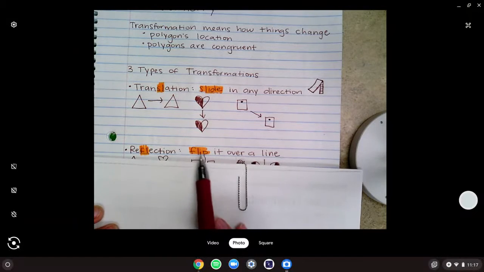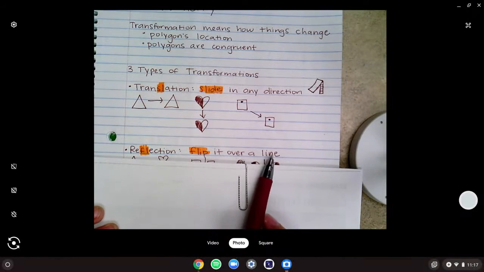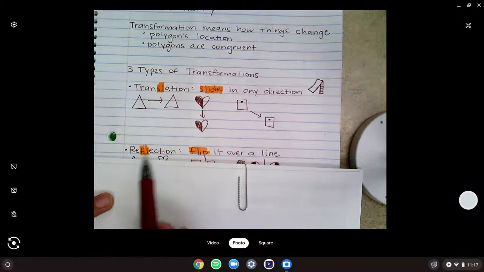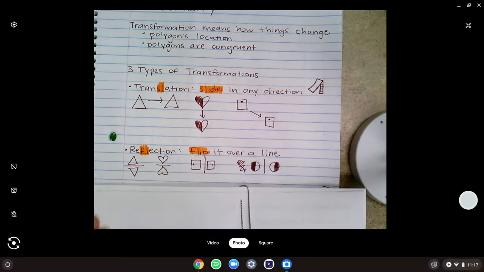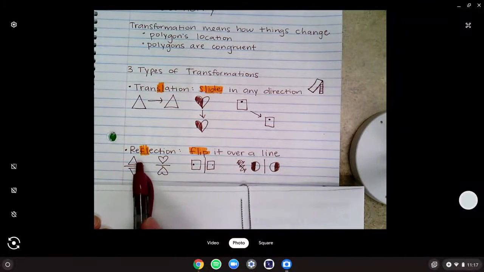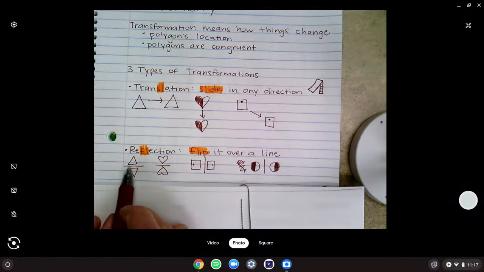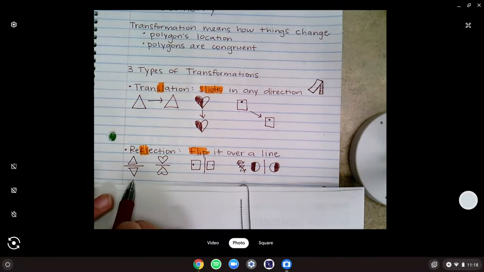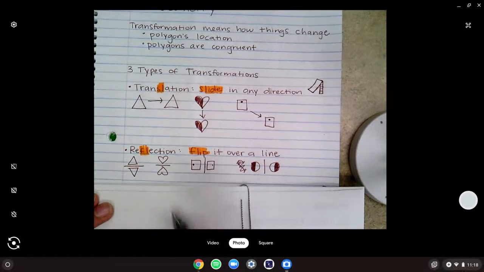Now the next one is a reflection. This means it flips. Flip it over a line. And we highlighted the FL in flip to remind us that reflections flip. We talked about this one's almost like we have a pancake. And we're going to flip it so it's the other side. We think of this line here almost as a line of symmetry. Whatever it's like on the one side, it has to be the exact opposite on the other.